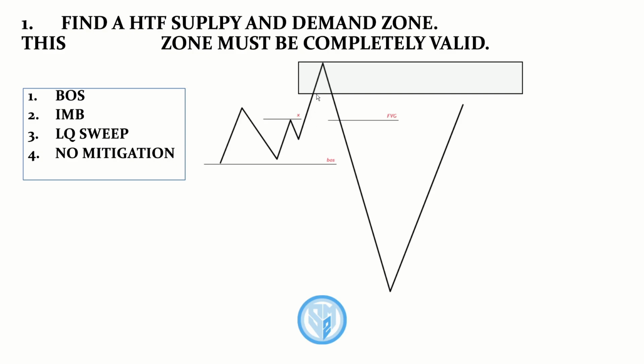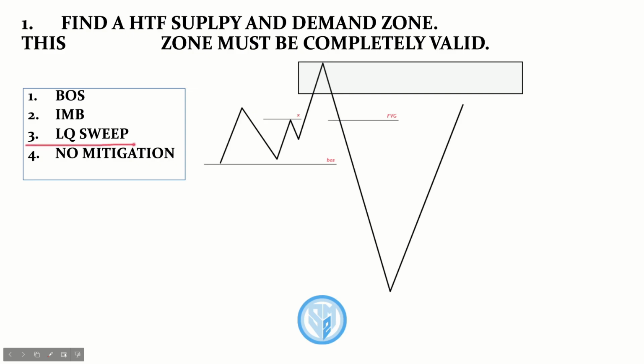So if I was looking at a supply zone, I would need to see a break of structure towards the downside. So for example, right there. And the second thing that I need to see is an area of imbalance after the zone is created. So you can see that we have our supply zone here. Following the supply zone, I need to see a volume increase or just some sort of fair value gap over here.